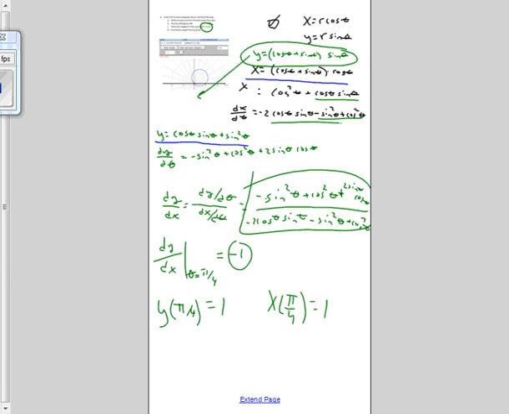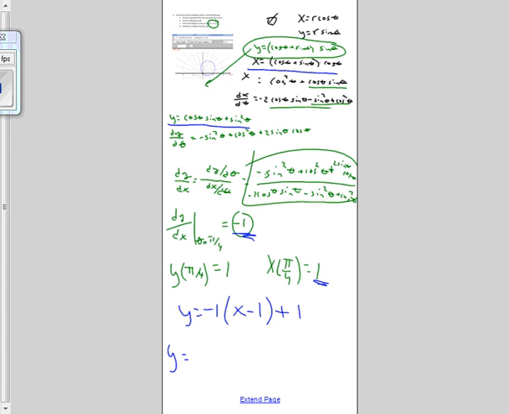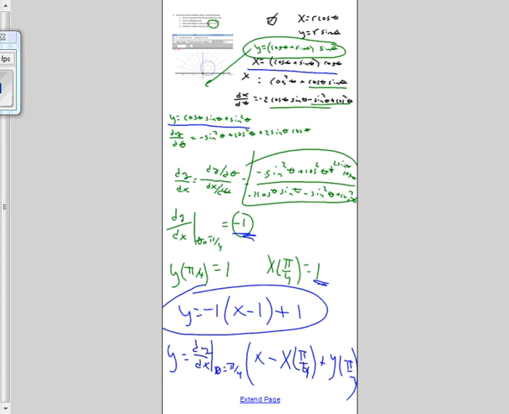So our tangent line is going to be y equals our slope, negative 1, times x minus 1 plus 1. And just to generalize it, this was y equals dy dx at pi over 4, times x minus x at pi over 4, plus y at pi over 4. Okay, and so that's part of that question.